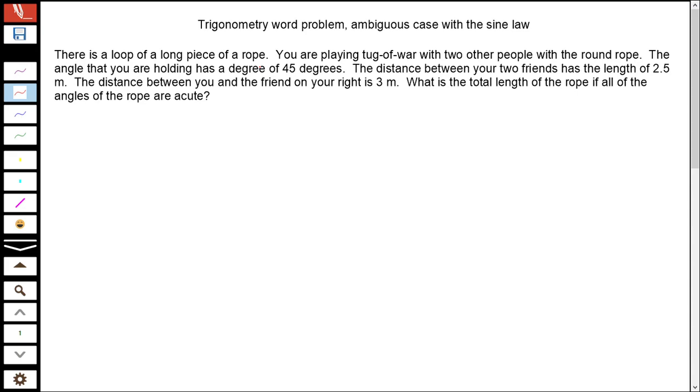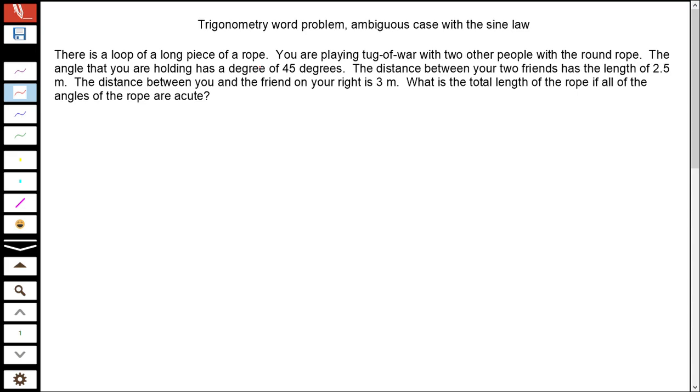Although the rope is going to be round, when you're playing the tug of war, it's going to be pulled in 3 different directions. So you're going to form a triangle with the rope. And the vertex of the triangle that you're holding has an angle of 45 degrees.